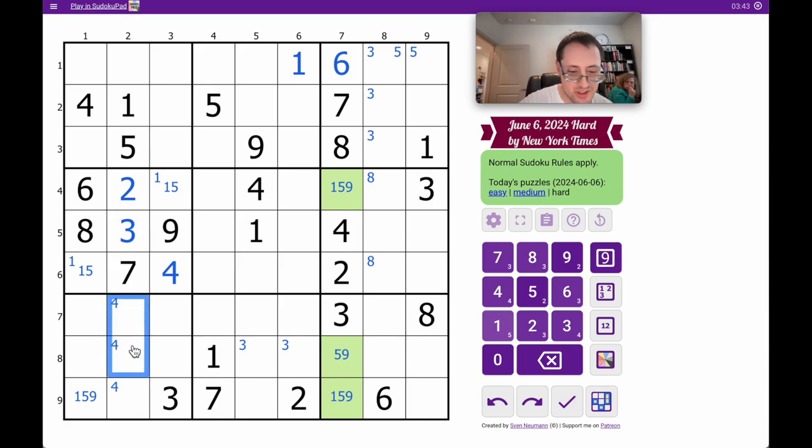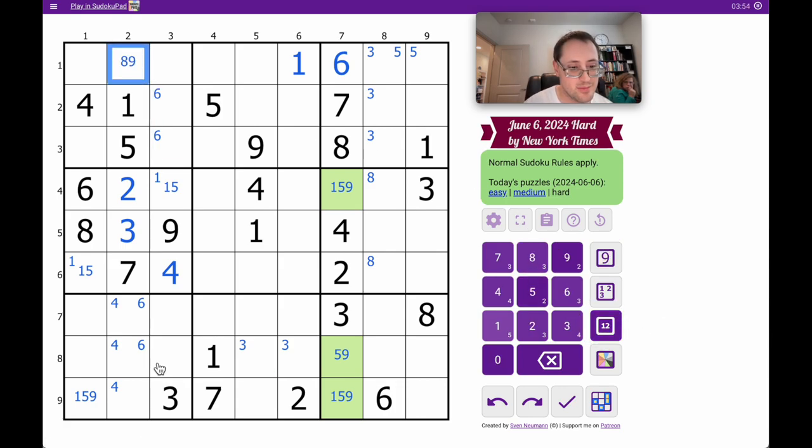Okay, that puts 6 there. Which puts it here. 1, 2, 3, 5, 7, 4, 6, 8, 9. This is 8 or 9. Can't be 4 or 6. That's not 8. That's 4, 6, 9. 8, 9, and I don't get anything useful.